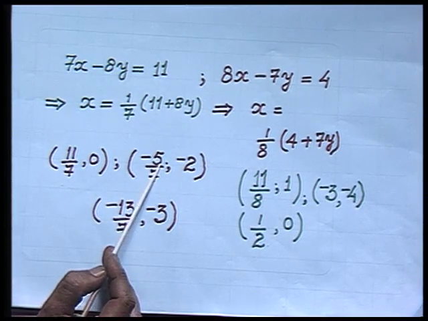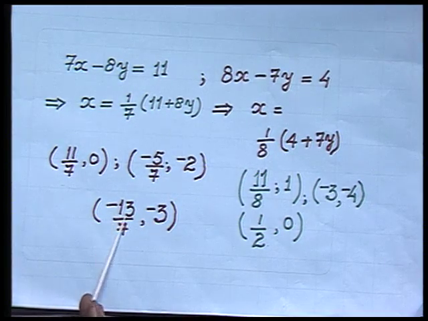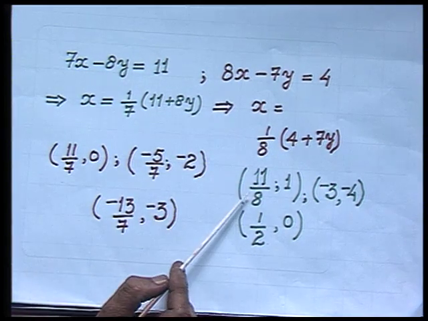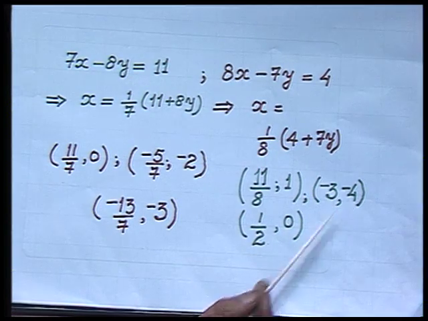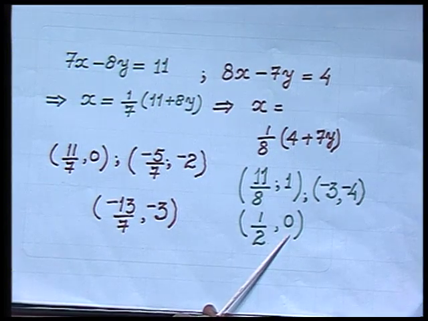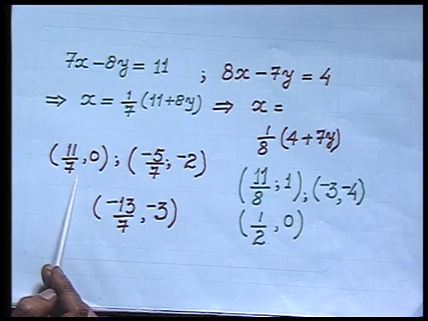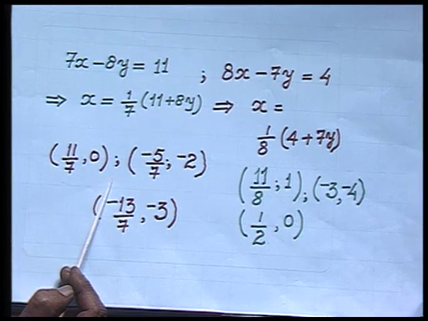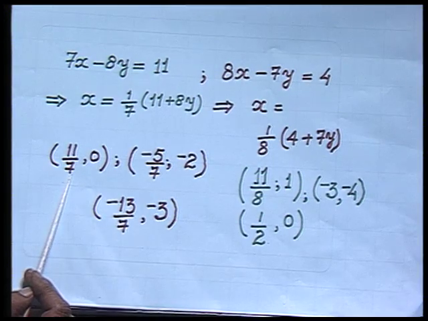Second ordered pair is (minus 5 by 7, minus 2). And third ordered pair is (minus 13 by 7, minus 3). And similarly for this equation, I have ordered pairs as (11 by 8, 1), (minus 3, minus 4), (1 by 2, 0). Now though it is possible for me to get the ordered pairs in integers, that is too much time consuming a process. And in case I get these ordered pairs, then what happens?